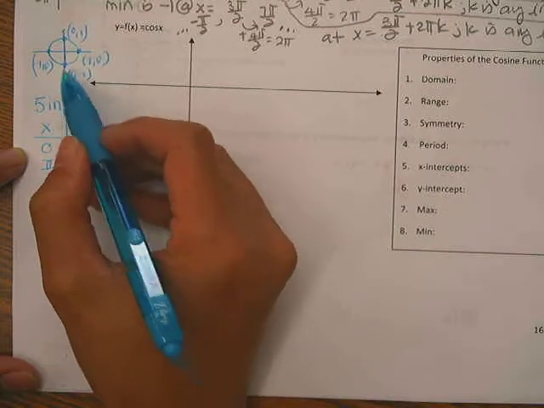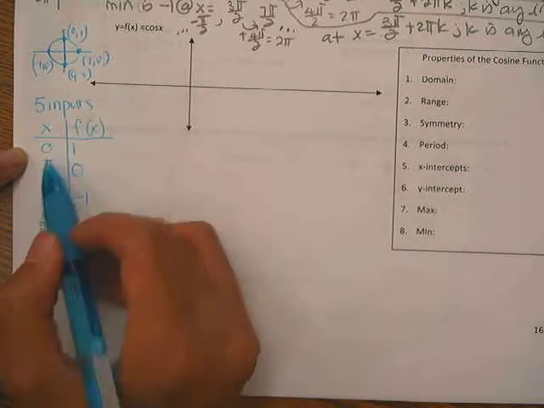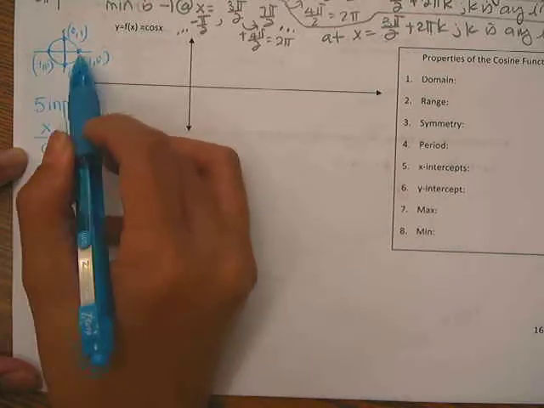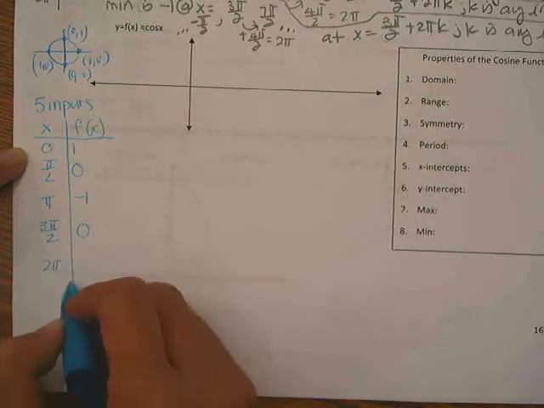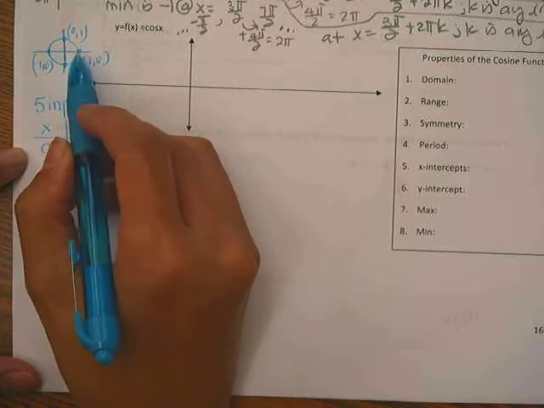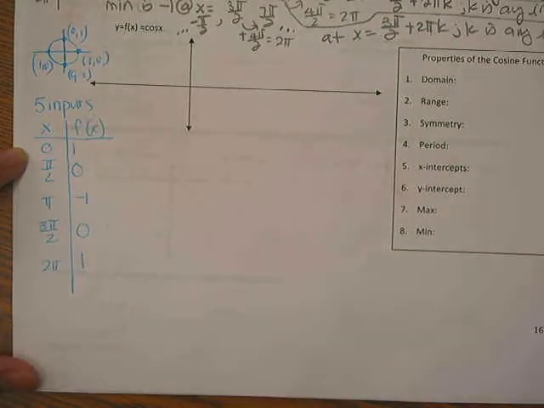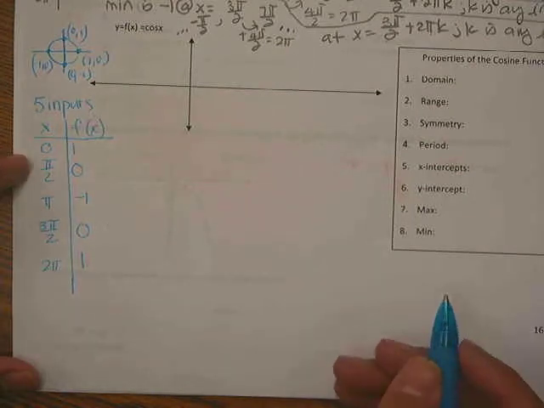And my fifth value, because I need to go a full circle, is 2 pi, because 0 is where we started, 2 pi is where we are going to end up. So 2 pi, cosine of 2 pi, which is the same location as 0, is going to be 1. So those are our values. So let's talk about the period and amplitude.